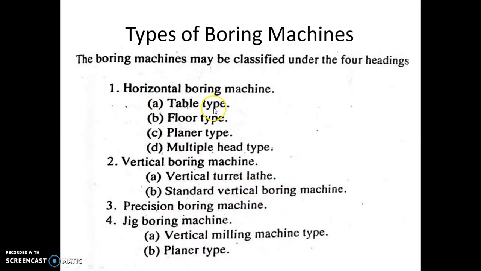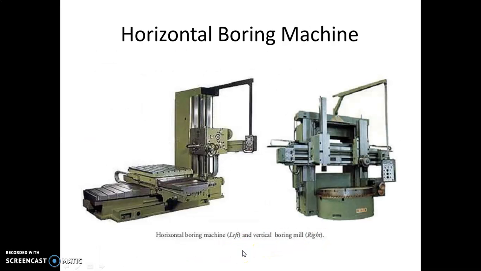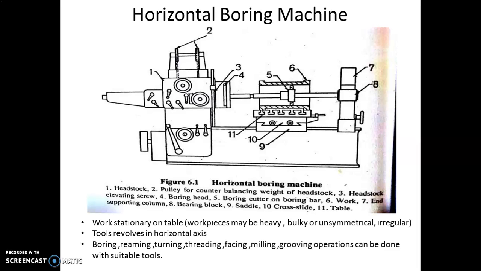We will discuss various types of boring machines. First is the horizontal boring machine, which has table type, floor type, planer type and multiple head type. Then the vertical boring machine, which has the vertical turret lathe type and the standard vertical boring machine. Then the precision boring machine, and lastly the jig boring machine, which has vertical milling machine type and planer type. First we'll start with the horizontal boring machine, represented by this diagram.